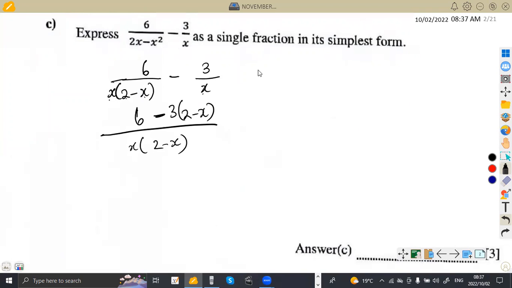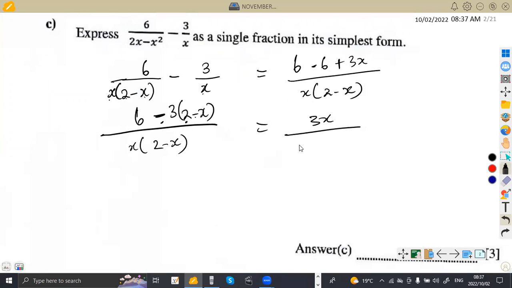Just opening a bracket actually can help. So expand the brackets. You're going to have -3 by 2, which is -6. -3 by -x, which is +3x. Everything over x into 2 minus x. So from there, 6 minus 6, that's a 0 here. So you're going to have 3x over x into 2 minus x. All right, so that's what we're having, but we can see that the x and the x is common, so you can cancel here.